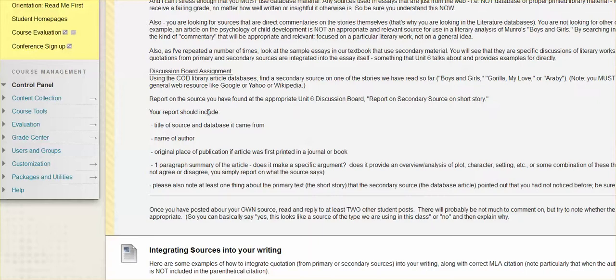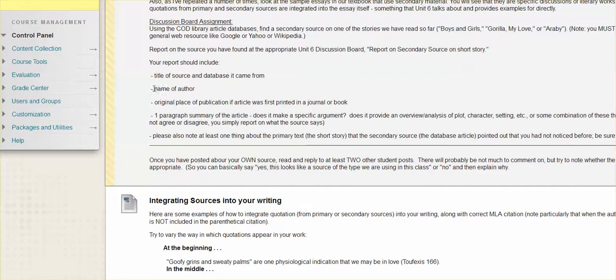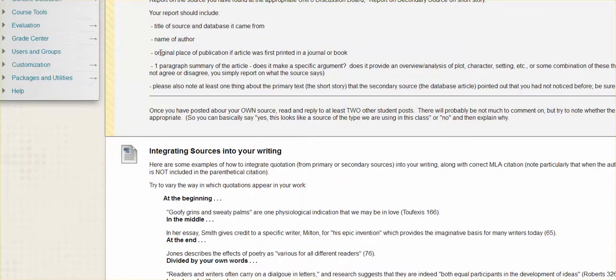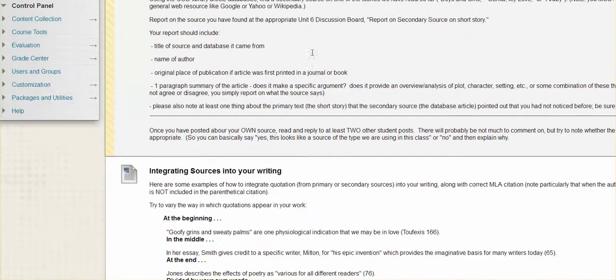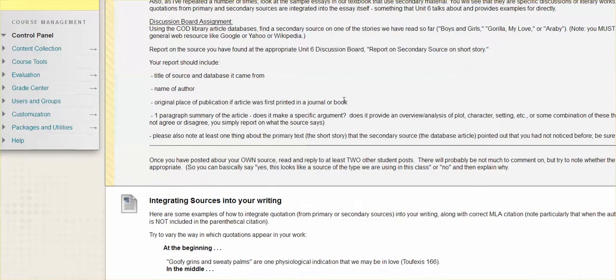It provides a nice introduction. It integrates the quote nicely and seamlessly. But obviously it's important for you to know what that author name is so you can do that effectively. Many database items will have an original place of publication, like a print journal or print book. That's useful to know as well, so we're going to see if we can find that information.